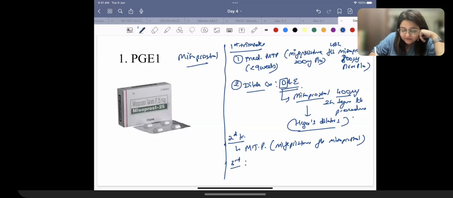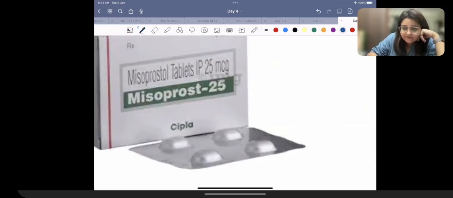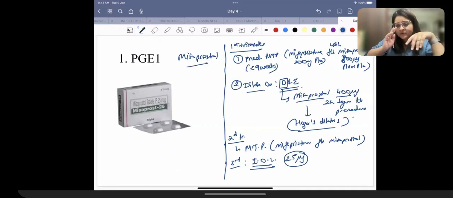In the third trimester, we use it here, induction of labor. Here, we use very less doses. We use doses of 25 microgram. Can you see this? 25 microgram ka tablet. And remember, misoprostol is a very strong uterotonic.